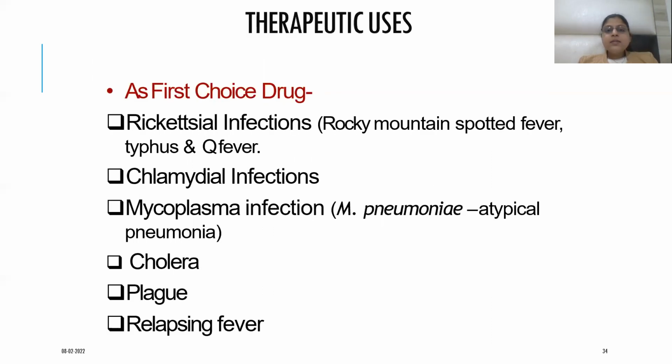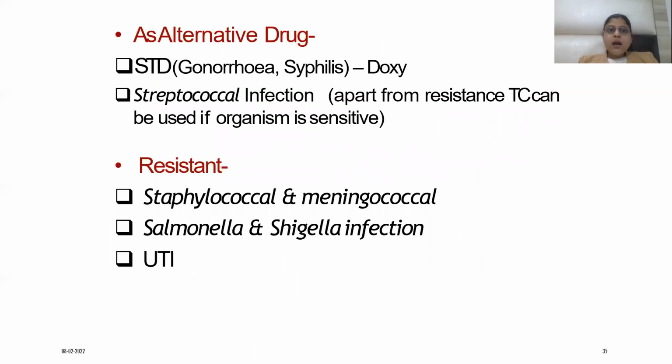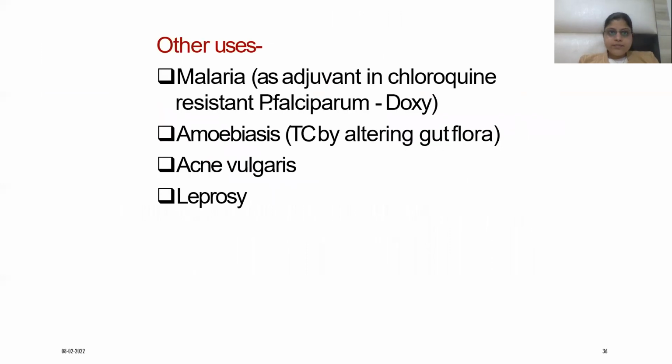Therapeutic uses: these can be the drug of choice for rickettsial infections, chlamydia infections, mycoplasma infections, atypical pneumonia, cholera, plague, and relapsing fever. Basically the drug of choice is doxycycline. Alternatives: this can be used in gonorrhea, syphilis, streptococcal infections, resistant staphylococcal, meningococcal, salmonella, shigella, and UTI.